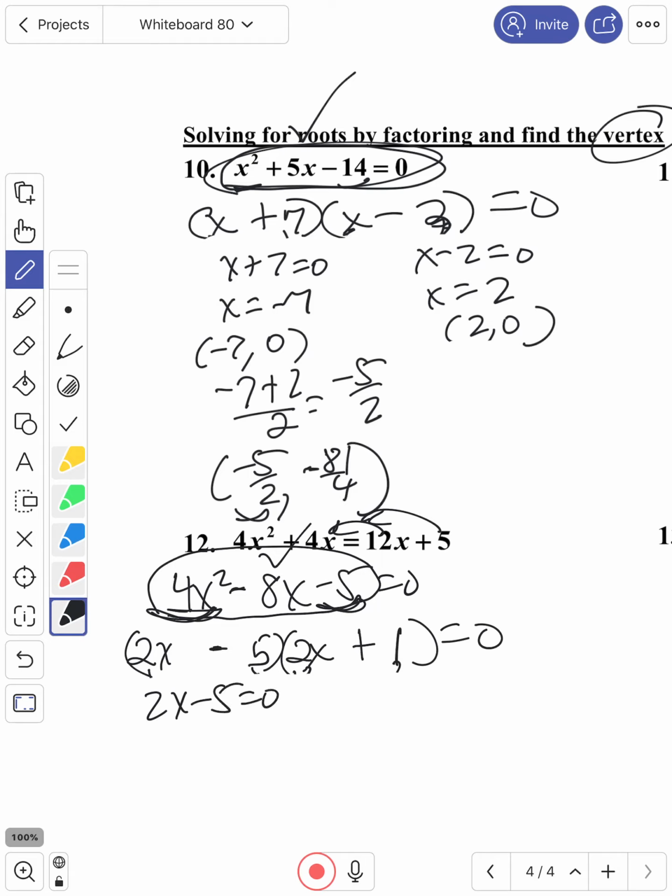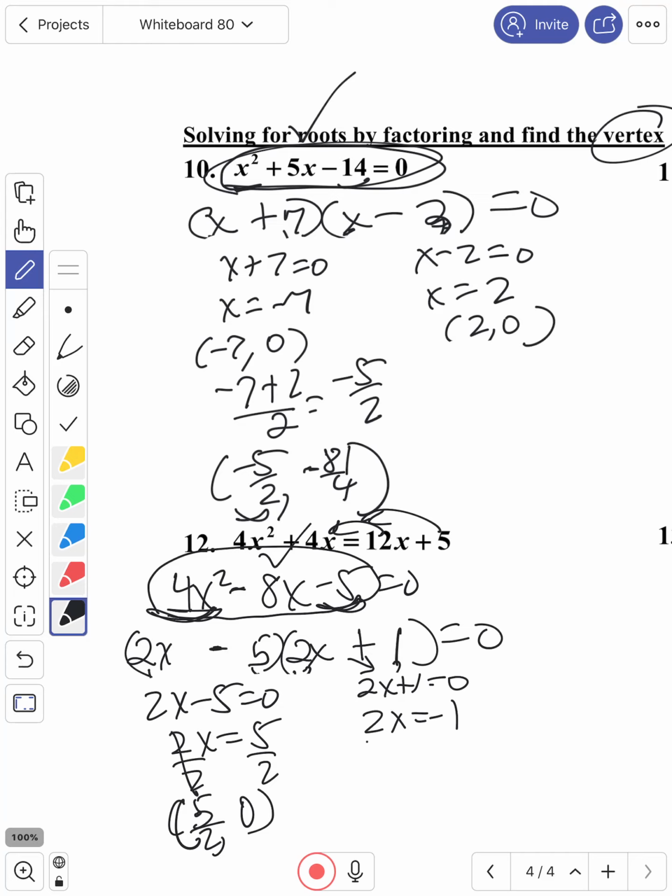2x minus 5 equals 0. Gives me 2x equals 5. Gives me x equals 5 halves. So one of my zeros is (5 halves, 0). This one is 2x plus 1 equals 0. 2x equals negative 1. Divide by 2. x is negative 1 half, that is my other zero.